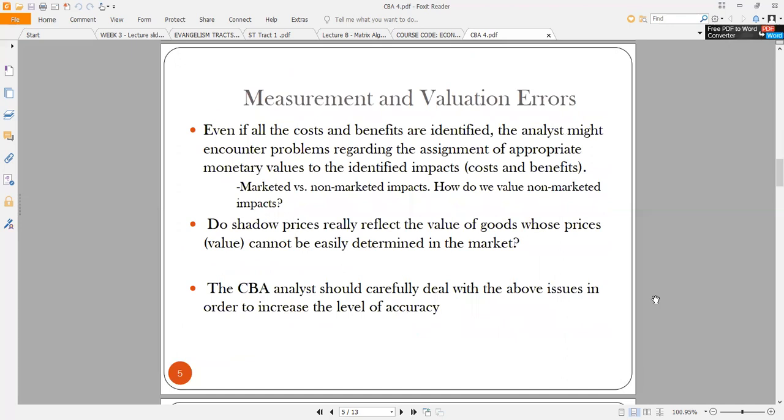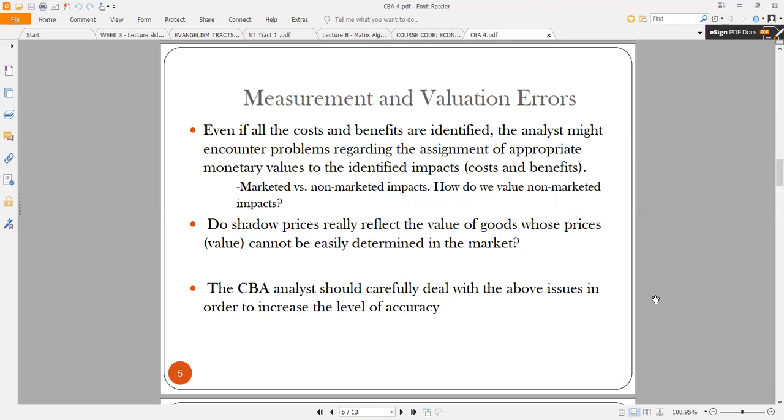And then we have the measurement and valuation errors. The first one, we're talking about the omission error. Let's for a moment assume that this analyst has been able to list all the impacts, all the costs and benefits associated with the objective of this project. Now, after he's been able to do that, how do they even value them? How do they value the marketed impacts, the non-marketed ones? Because there are some impacts that cannot be valued in monetary terms. So how do they do that? That's why they normally use the shadow price, and they assume competitive prices for those impacts. But does the shadow pricing actually reflect the value of these goods?